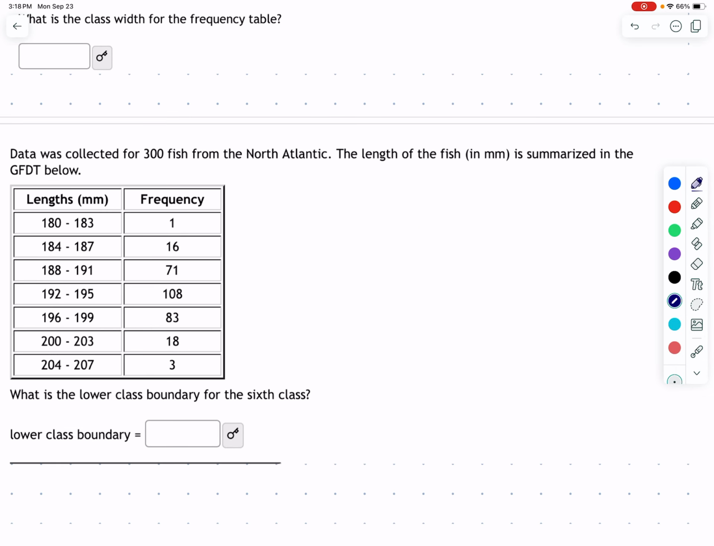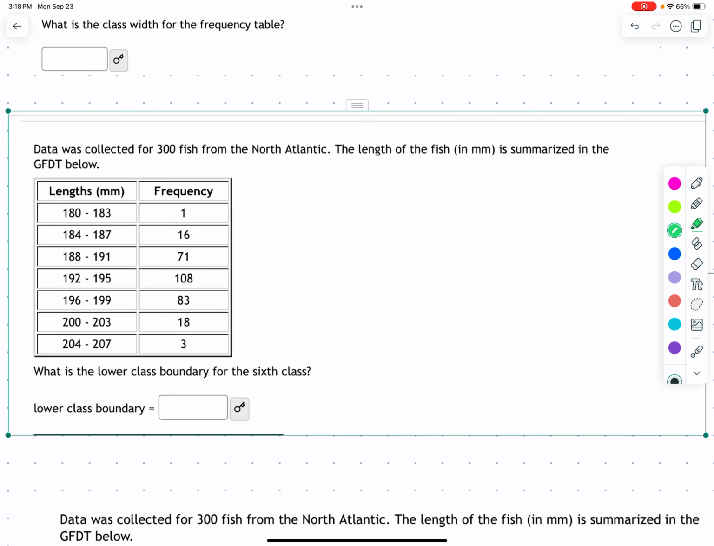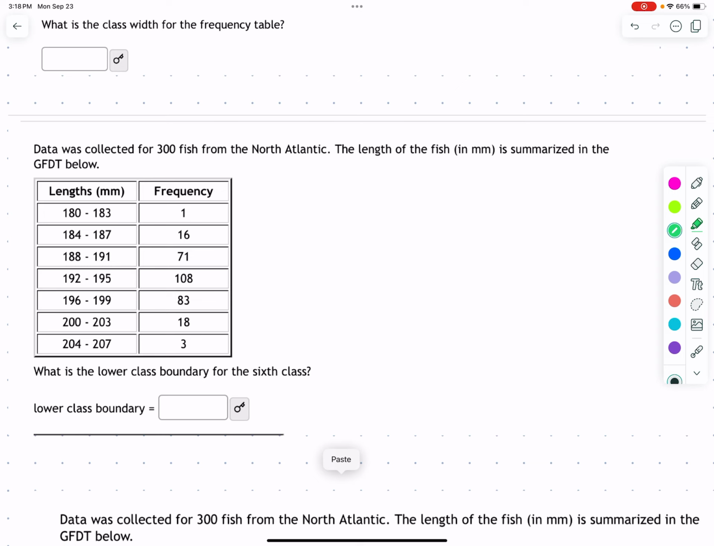The second version said to find the lower class boundary. Now this is very different from the class width. I'm going to draw these. Let's see, we're doing the 6th class. 1, 2, 3, 4, 5, 6. So this is my 6th class, and what I'm looking for with this lower class boundary is the number that's right between the 5th class and the 6th class.